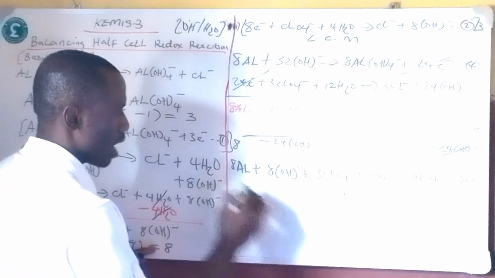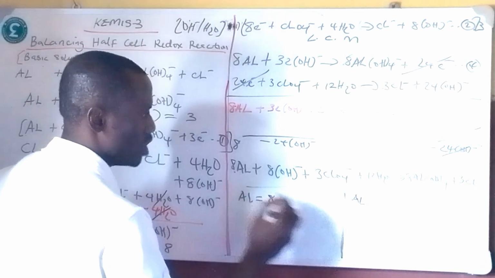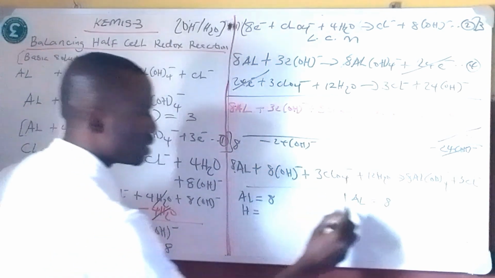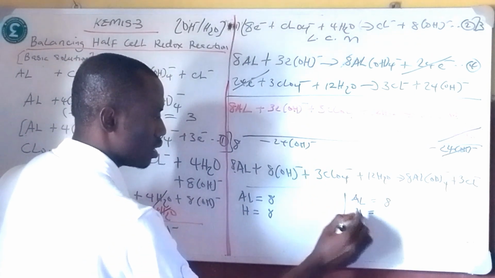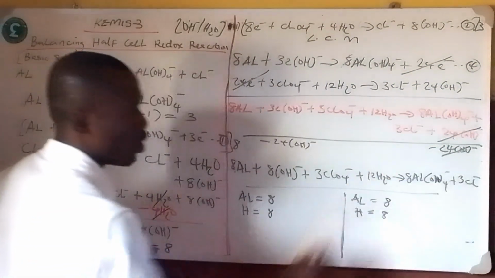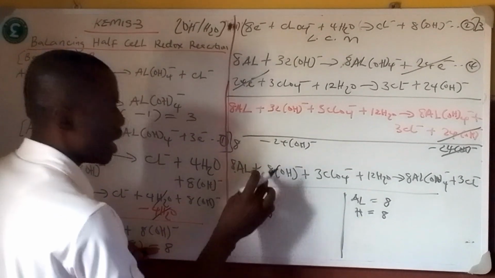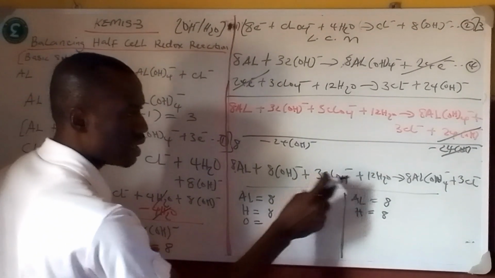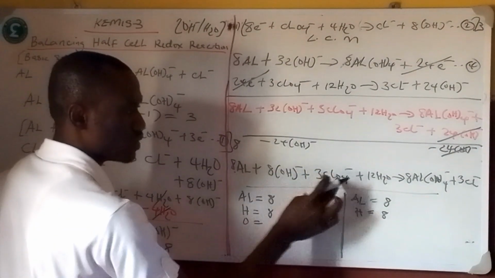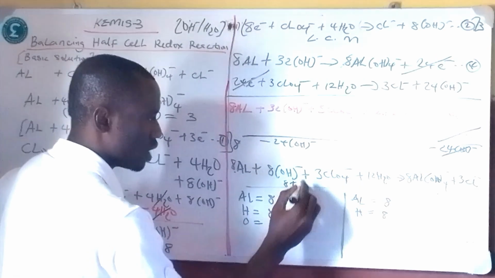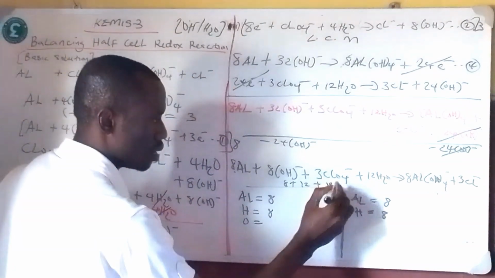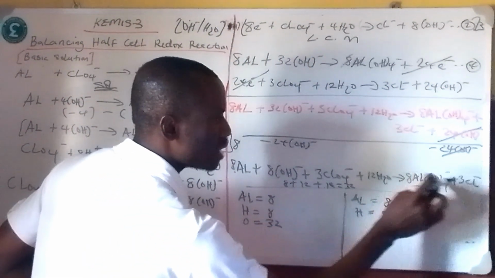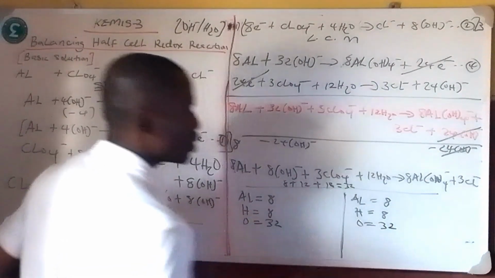For the aluminium, I have 8 times 1, that is 8, and on the product side 8 times 1 is also 8. For the hydrogen, I have 8 times 1, that is 8, and over here I also have 8 times the one inside this box, that is also 8 hydrogen. For the oxygen, I have 8 plus 3 times 4, that is 12, plus 12 from the water, everything totalling 32 oxygen on this side. Over there, 8 times 4 also gives me 32 oxygen.